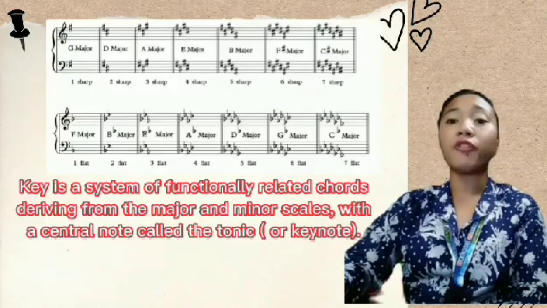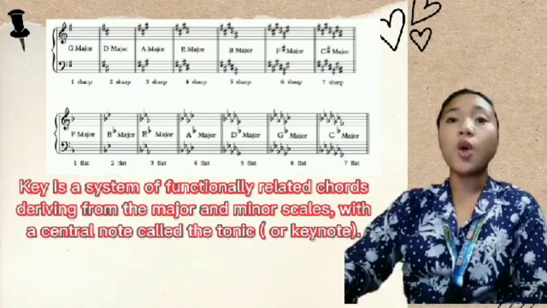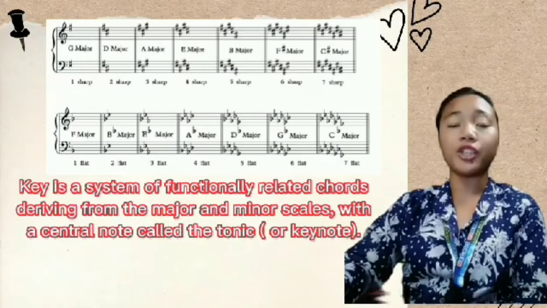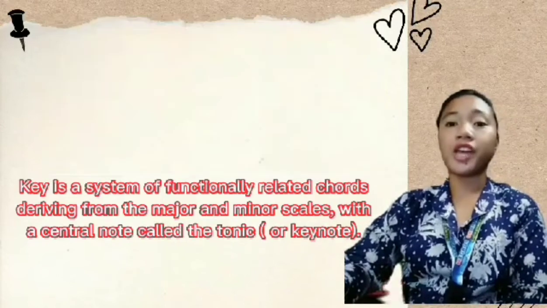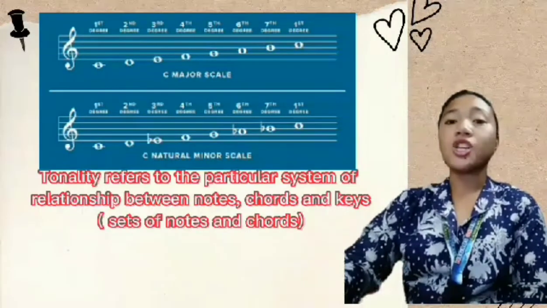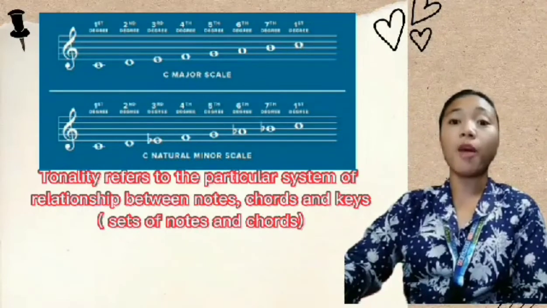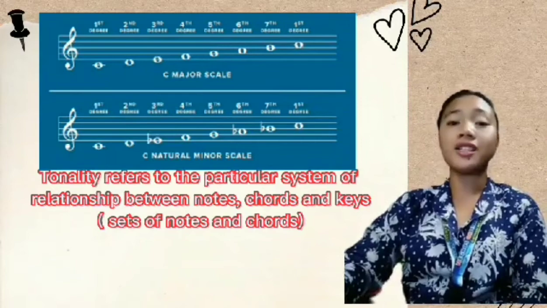Key is a system of functionally related chords deriving from the major and minor scales with a central note called the tonic, or the key note. Tonality refers to the particular system of relationship between notes, chords, and keys, or a set of notes and chords.